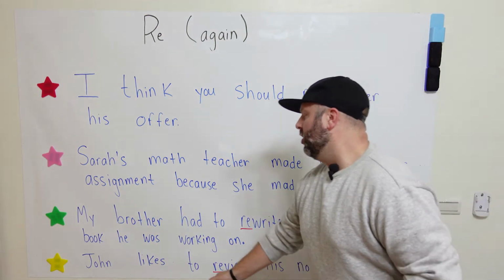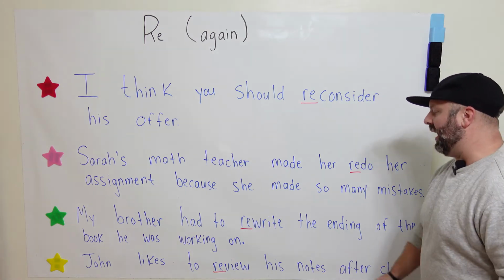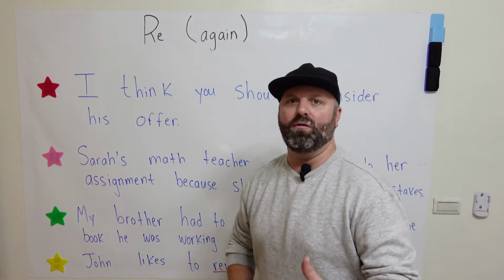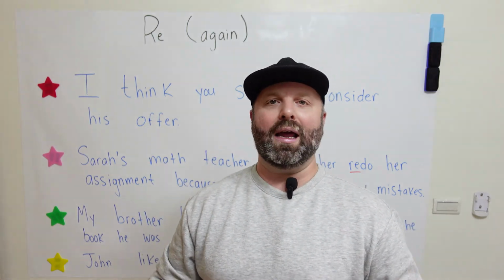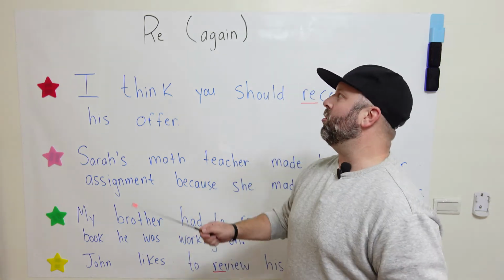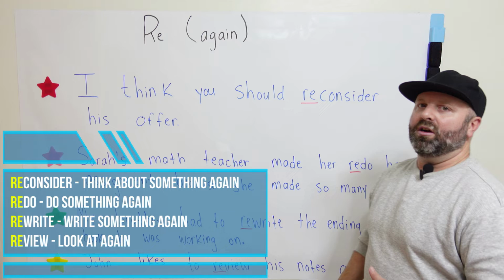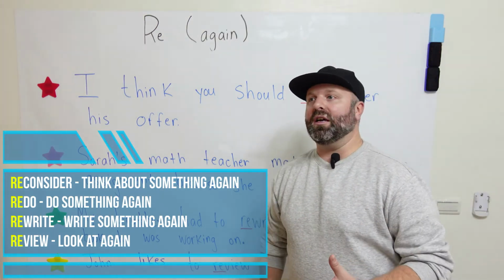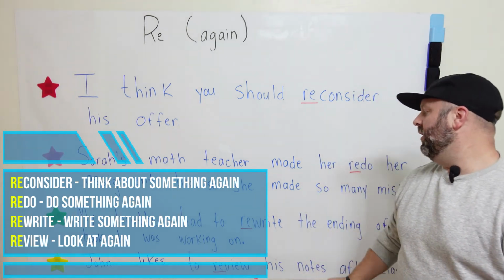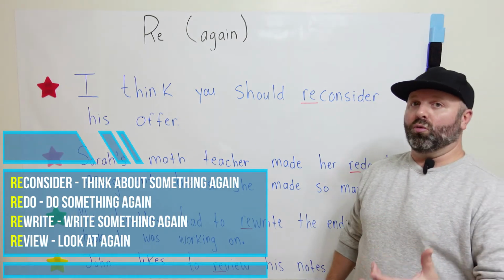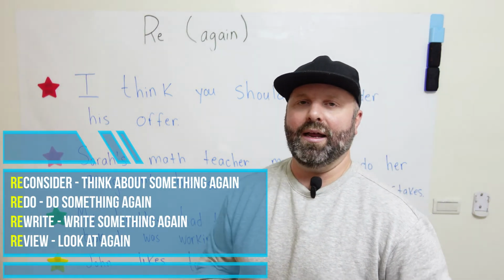And finally, John likes to review his notes after class. Okay, so view means look at or see. So review means to look at again, okay? So just a quick recap, re means again: reconsider, think again or consider again; redo, to do something again; rewrite, to write again; and review, to look at again.